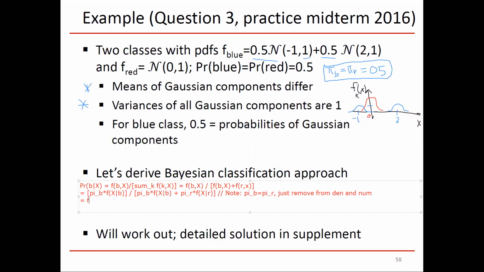So we have f of x conditioned on blue divided by f of x conditioned on blue plus f of x conditioned on red. This is equal to, now we can finally substitute. So f of x for the blue is half multiplied by a Gaussian blob centered around -1 with variance 1. So I'm dividing by square root of 2 times pi times 1, multiplied by exponent of minus x minus its center, which is -1, squared, divided by 2 times the variance. The variance is 1.